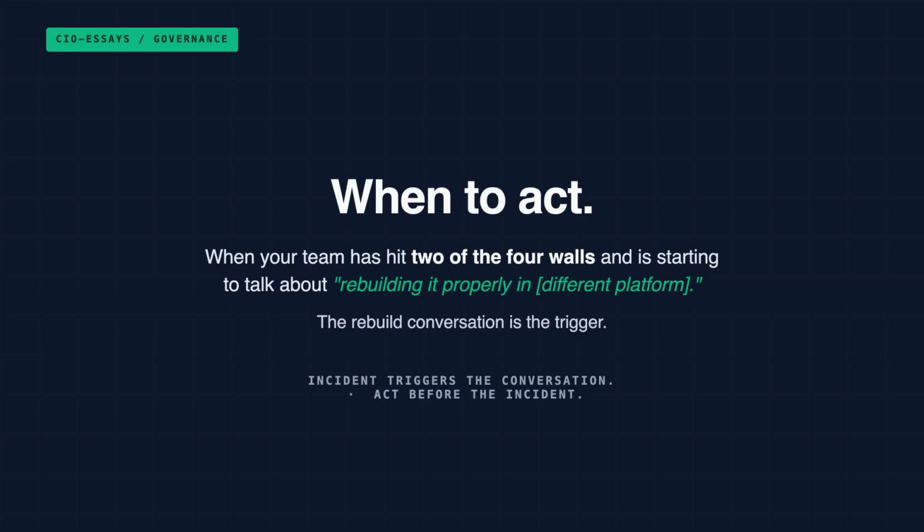The signal to act is when your team has hit 2 of the 4 walls and is starting to talk about rebuilding it properly in a different platform. The rebuild conversation is the moment to bolt on instead. The rebuild conversation is usually triggered by a specific incident: a vendor format outage, a security audit finding, a regulator inquiry, a multi-channel logic drift production bug. The incident makes the 4-wall pattern visible all at once.